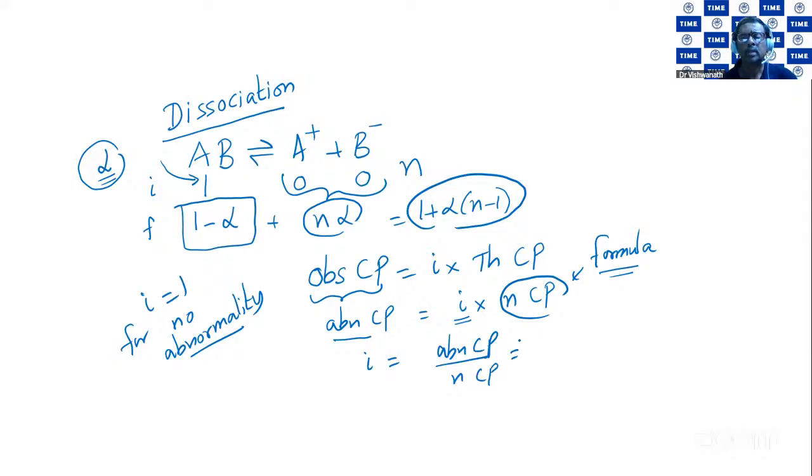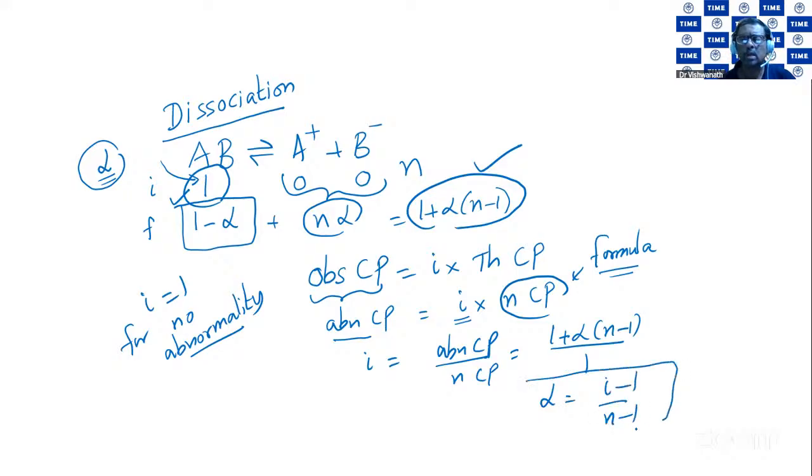Or you know that the abnormal colligative property will depend on the number of particles present. So it is 1 plus alpha into (n minus 1), by 1. Normal is for the one that you started out with. But now it has become more, so these are the two things that we have here. So if you solve, you'll get alpha as (i minus 1) by (n minus 1). This is for dissociation. Clear?